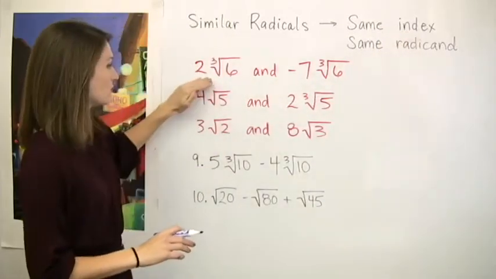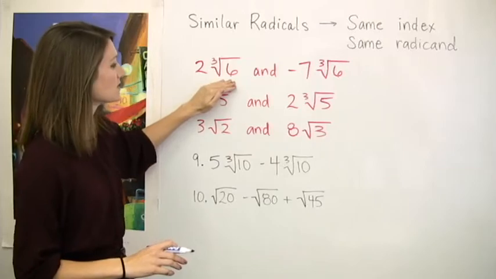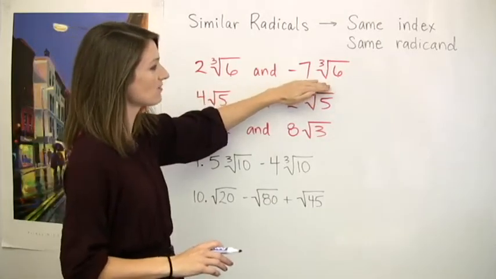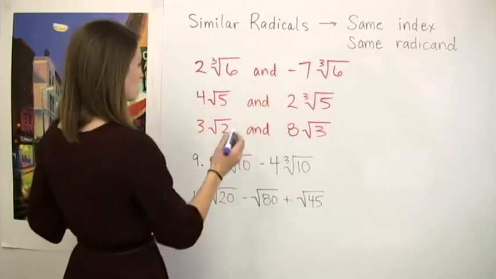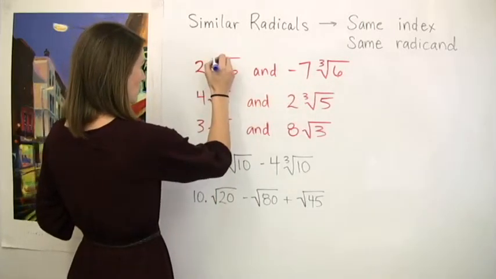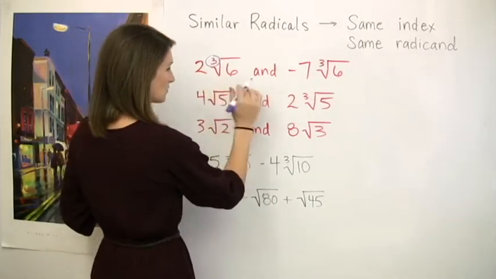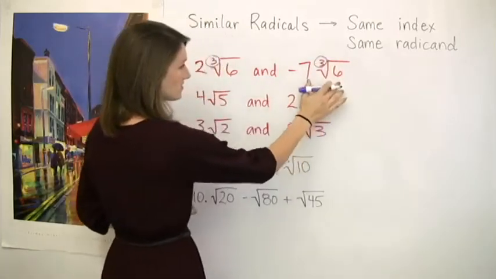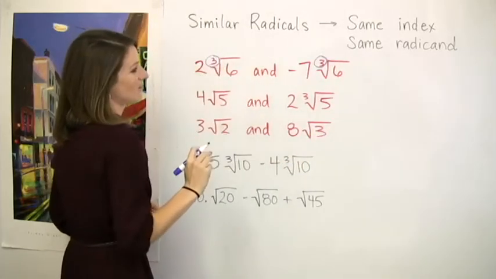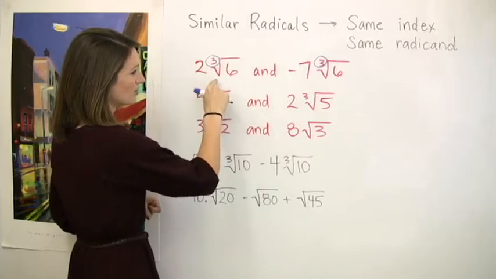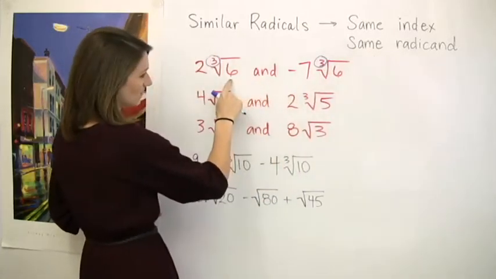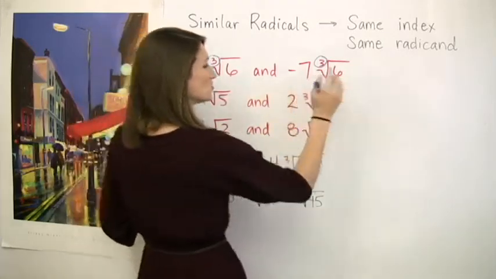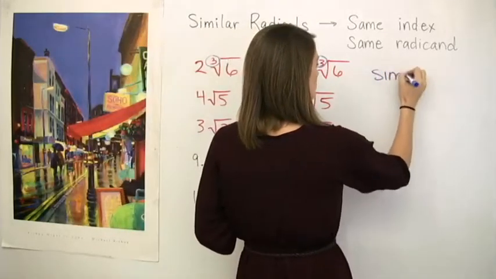For instance, we have 2 times the cube root of 6, and we're comparing it to -7 times the cube root of 6. So if we look at these two radical expressions, we have a 3 for an index on this first one, and we have a 3 for an index on the second one, which means they're the same there. Looking at the number underneath the radical sign, which is called the radicand, we have a 6 and a 6. So these two radical expressions are similar.